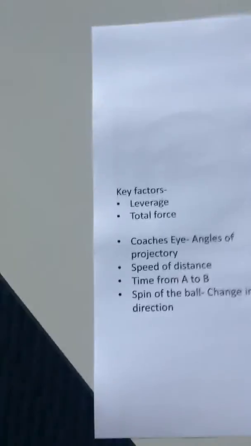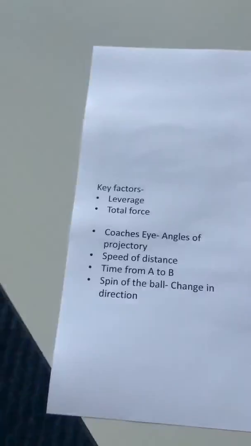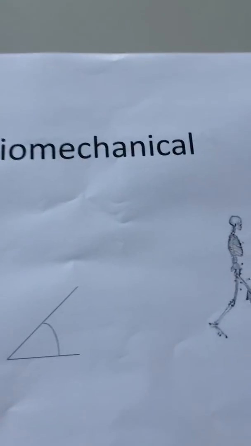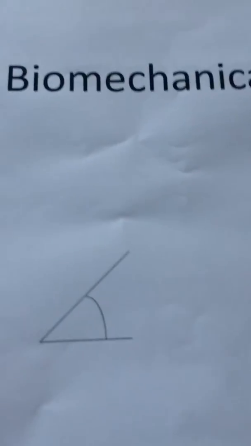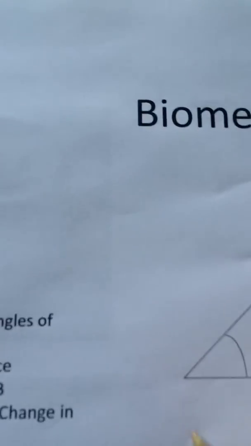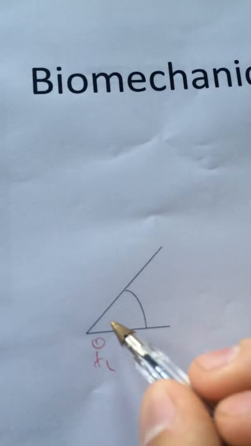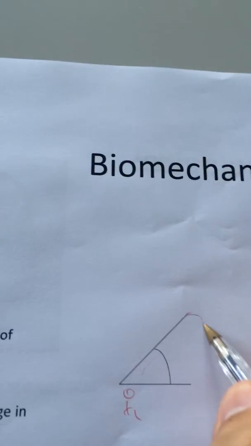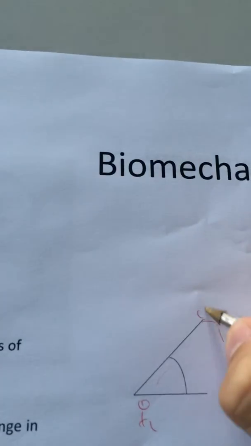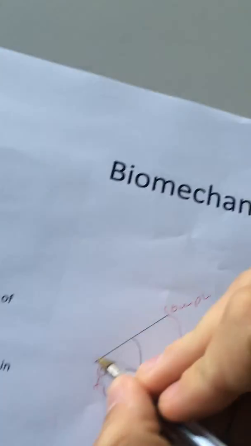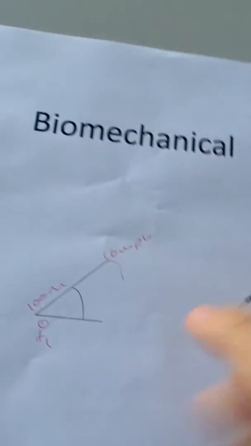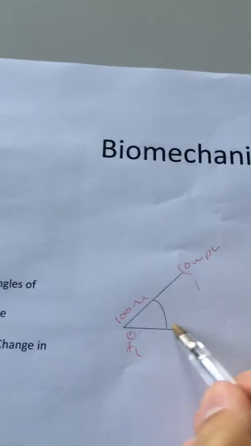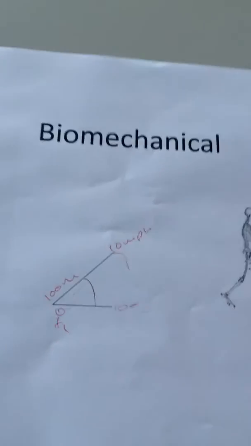Biomechanical, such as leverage and total force in the body. You can assess this by coach's eye, like do the angles of trajectory, as you can see here. Say once you've headed the ball up instead of straight, you'll see that the speed will slow down on the end, such as 10 miles an hour, just for an example, instead of 100 there. So it's going to slow down as it goes up, but across it may still be 100, for example.